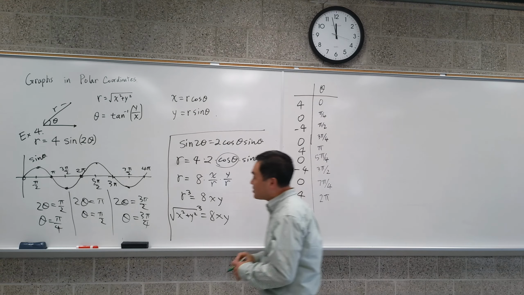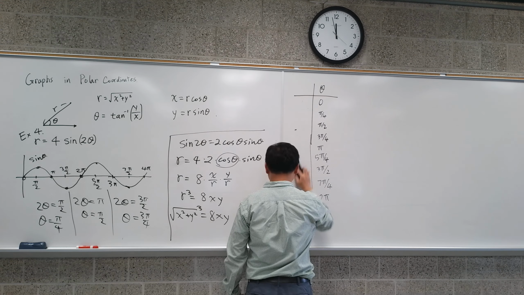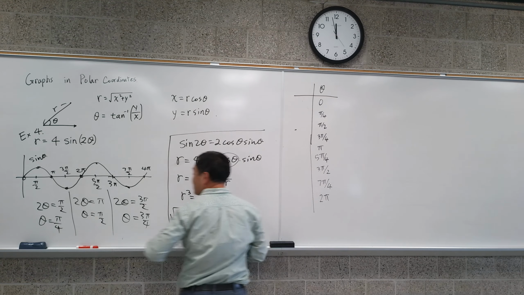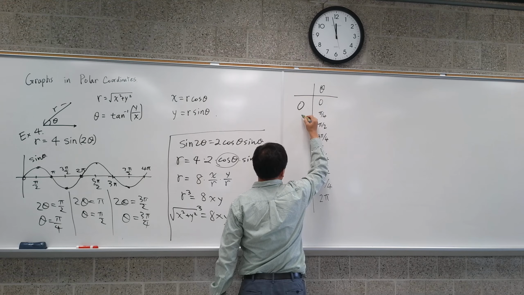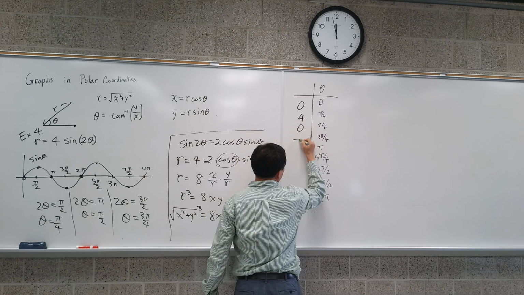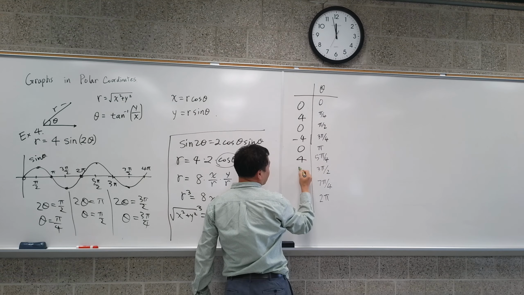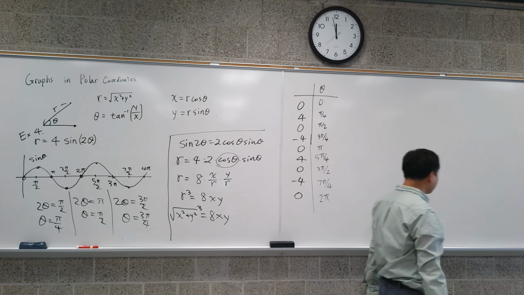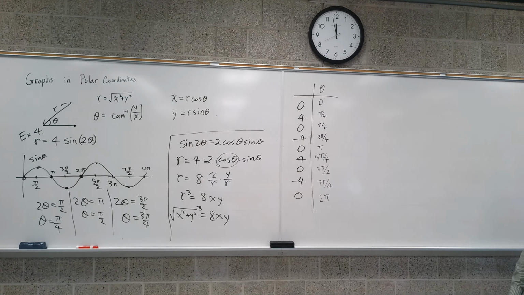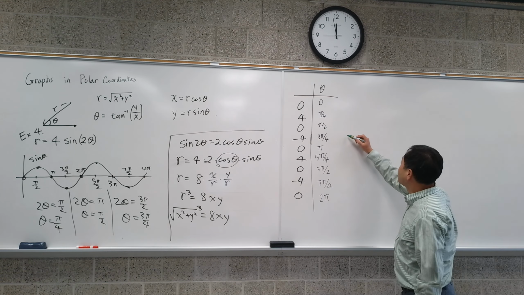No, sorry. Got it backwards. It's all wrong. I was thinking cosine. So, yeah, you get 0, 4, 0, negative 4, 0, 4, 0, negative 4, and then 0. So that's what you get. All right, so let's try to draw the picture from it.